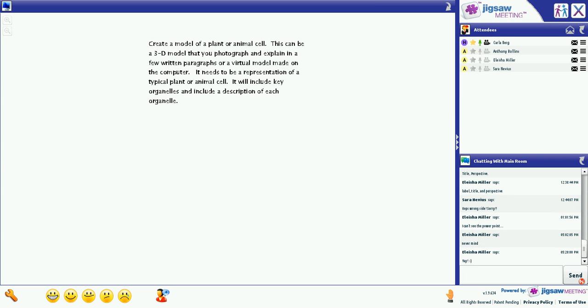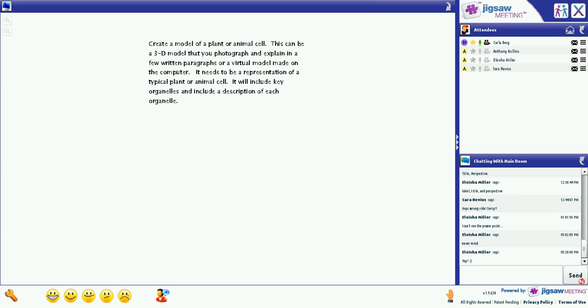Or if you are not creative in that sense and you would like to just draw, go ahead. Draw on the computer, draw on a sheet of paper, whatever you would like. Along with the model, you are going to explain the model in a few paragraphs.